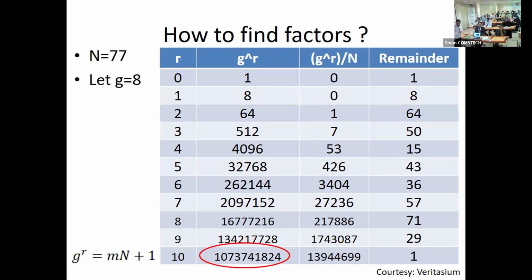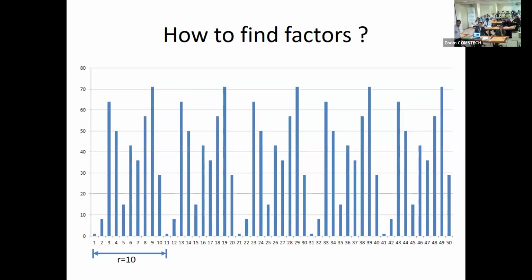Okay, so if I plot it, you'll see after every 10 numbers, I again repeat the pattern. So if you look at this, the whole pattern is the same. The same pattern repeats after every, in this particular case, R equal to 10, after which your pattern exactly repeats again. What I'm plotting, on the y-axis, I'm plotting the remainder. On the x-axis, I'm plotting my iteration number or R.